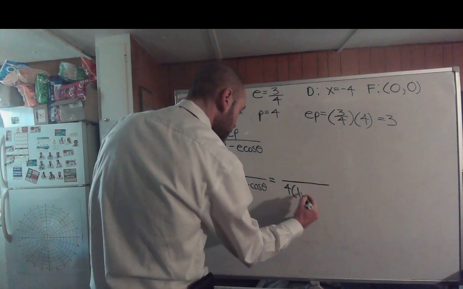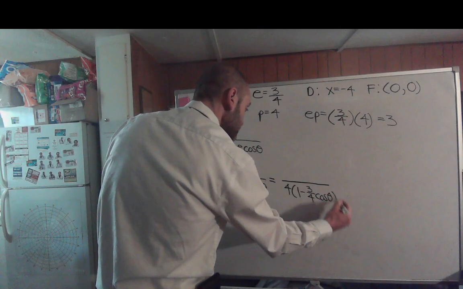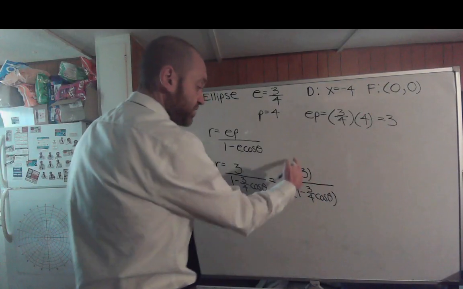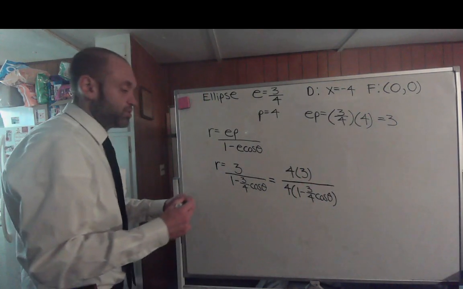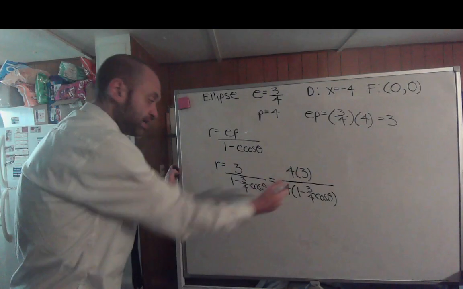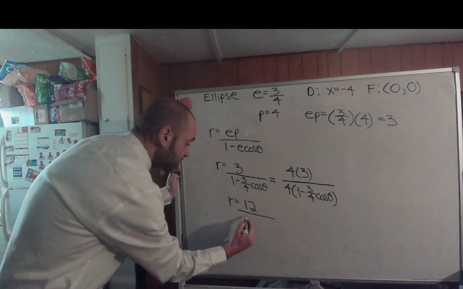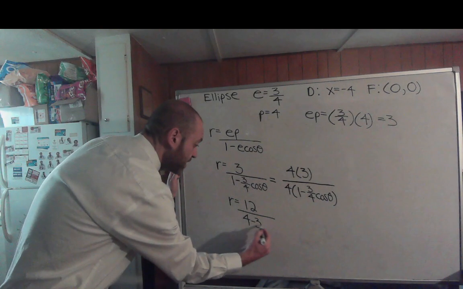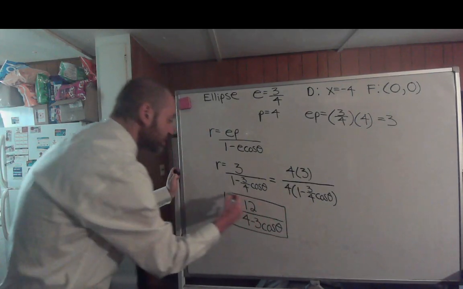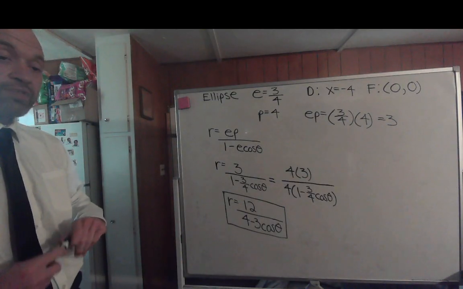So 4 times 1 minus 3/4 cosine of theta. And then in the numerator, this would turn into 4 times 3, because if you cancel out the 4's, you're back with the original, and you're not actually changing the original equation this way. Now, if we just multiply and distribute, you'll get your final answer. R would end up equaling 12 in the numerator, divided by 4 minus 3 cosine of theta. So the final answer for this particular equation of the ellipse is r equals 12 all over 4 minus 3 cosine of theta.